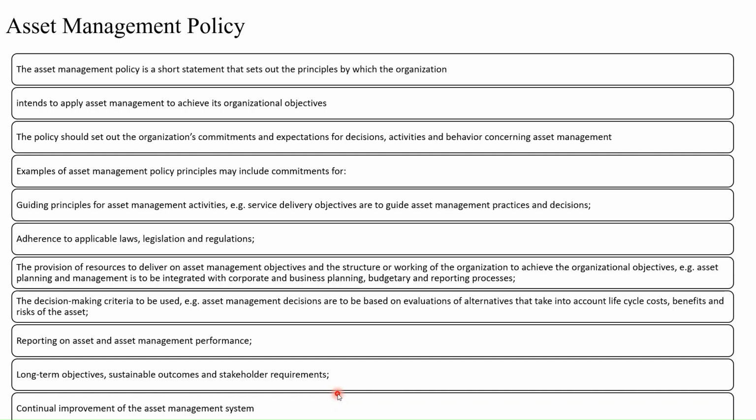Adherence to applicable laws, legislation, and regulations. The provision of resources to deliver on asset management objectives and the structure or working of the organization to achieve the organizational objectives, e.g., asset planning and management is to be integrated with corporate and business planning, budgetary, and reporting processes. The decision-making criteria to be used, e.g., asset management decisions are to be based on evaluations of alternatives that take into account life cycle, benefits, and risks of the asset. Reporting on asset and asset management performance. Long-term objectives, sustainable outcomes, and stakeholder requirements. Continual improvement of the asset management system.